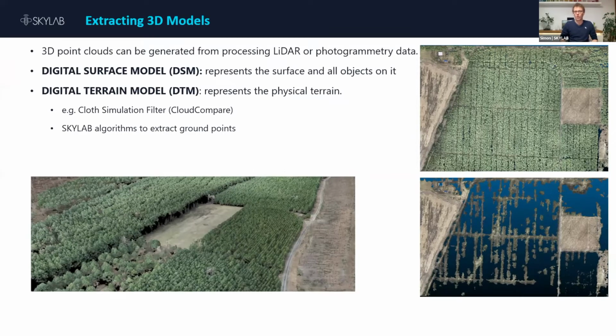So we get more and more LiDAR sensors on drones, but it's still quite expensive and you cannot cover so much area. So when you want to work with 3D models in forestry, you basically need to have a surface model and a terrain model. The surface model is just the points on the surface. You can get this from photogrammetry or LiDAR.